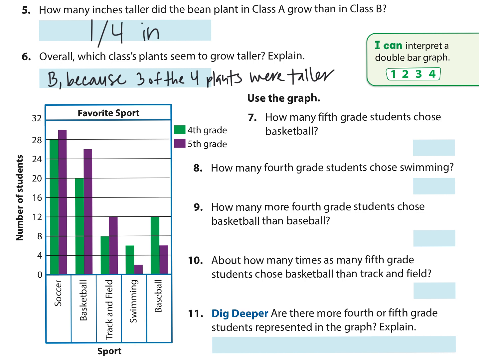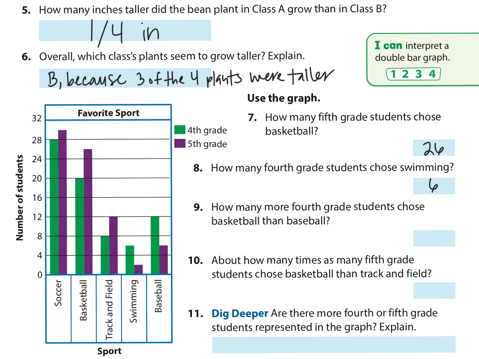How many 5th grade students chose basketball? It's pretty much right in the middle, right? So 26. It's right in the middle, between 24 and 28, which is 26. Number 8, now we're looking at green, how many 4th grade students chose swimming? It's 6. It's right between 4 and 8, which is 6.